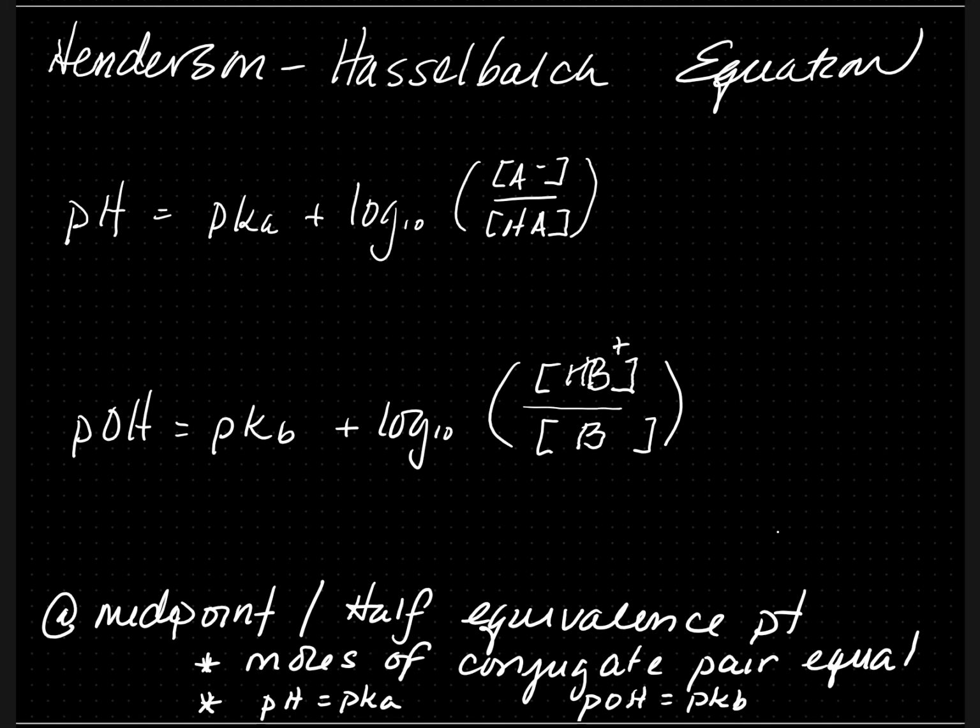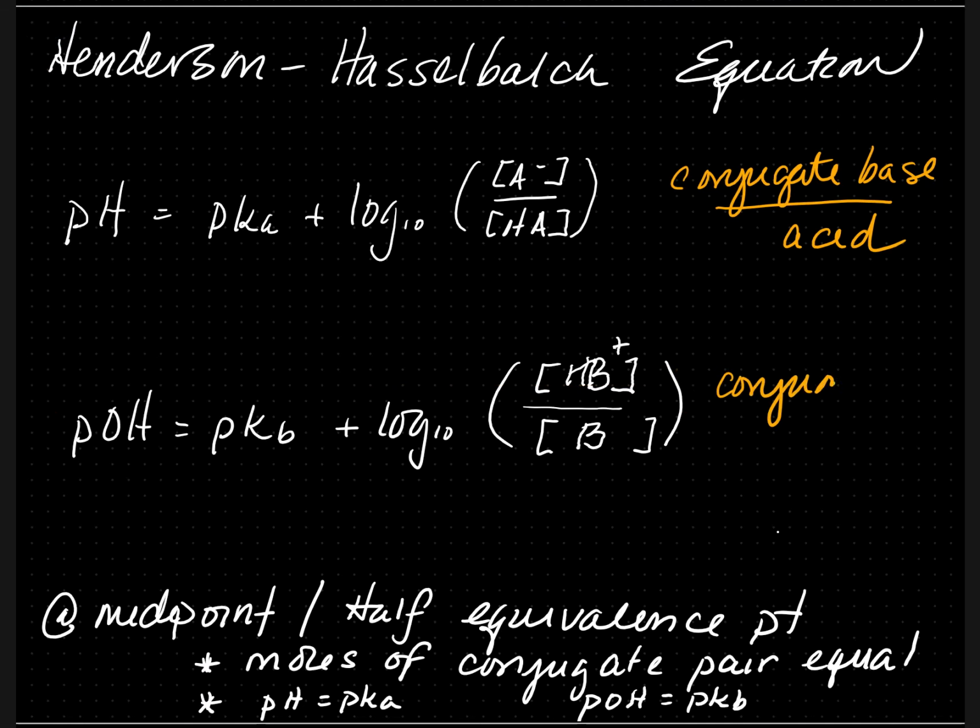The Henderson-Hasselbalch equation is another way to find the pH of a weak acid or weak base from its dissociation constant. The general formula is pH is equal to pKa plus log of A minus, which is the conjugate base, over its acid. For pOH, it is pKb plus log of the conjugate acid over the base, or the weak base.